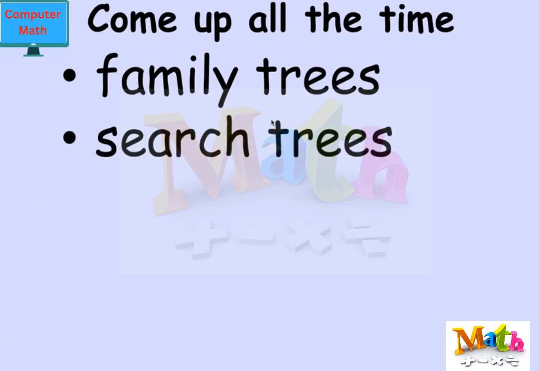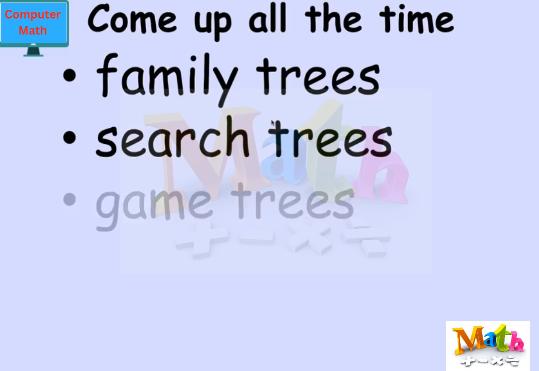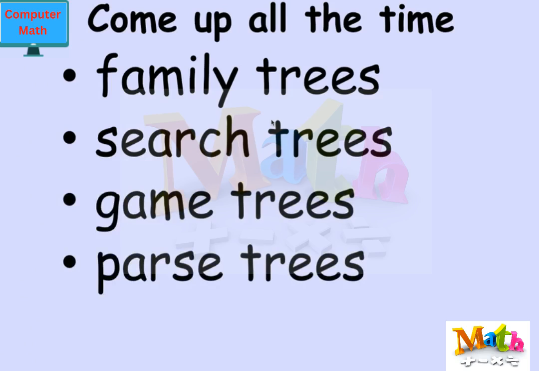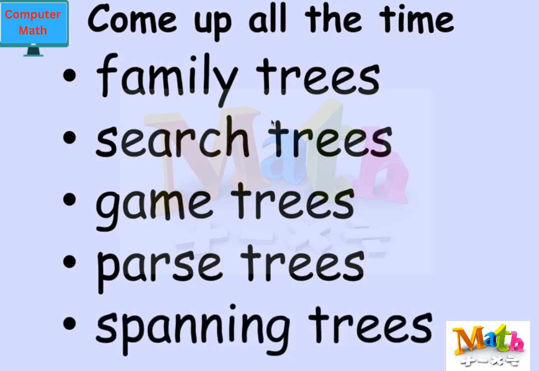There are search trees, which come up all the time in computer science, where you branch on the answer to some question, which tells you which way to search next. There are game trees, which we've already discussed in this class, which are used to define games and strategies. There are parse trees that come up in compiler technology and in language theory. And then there are spanning trees, which we're going to be talking about some today.